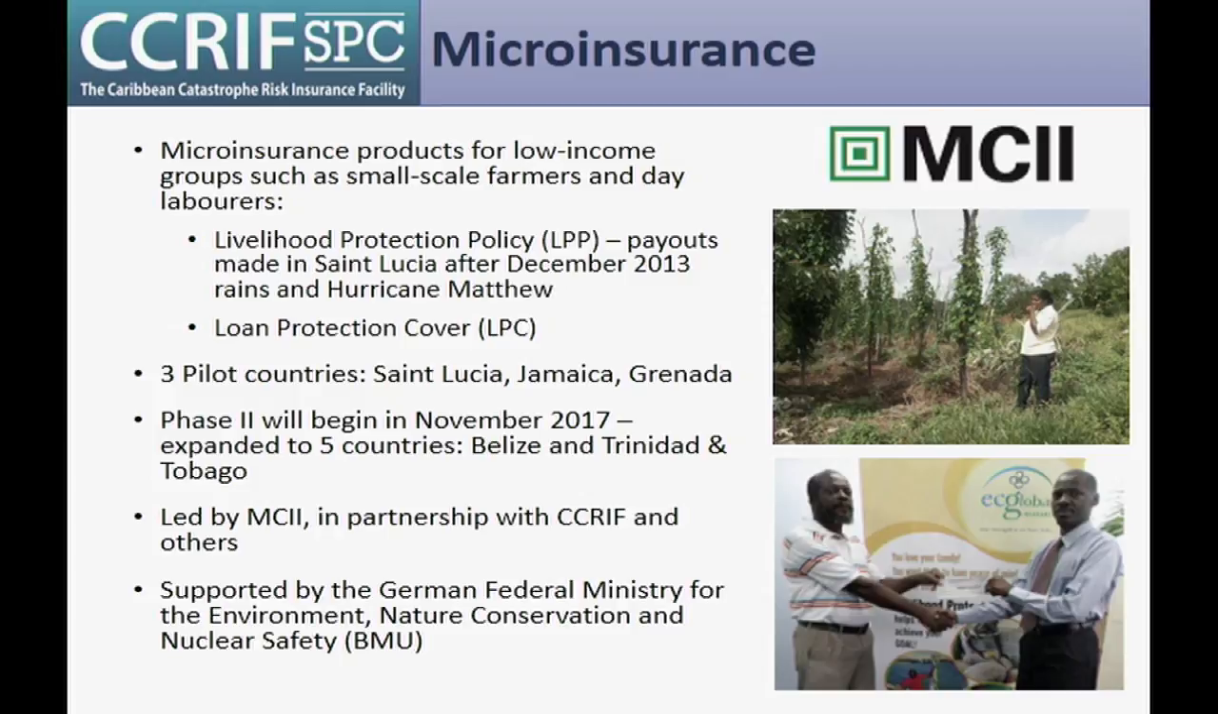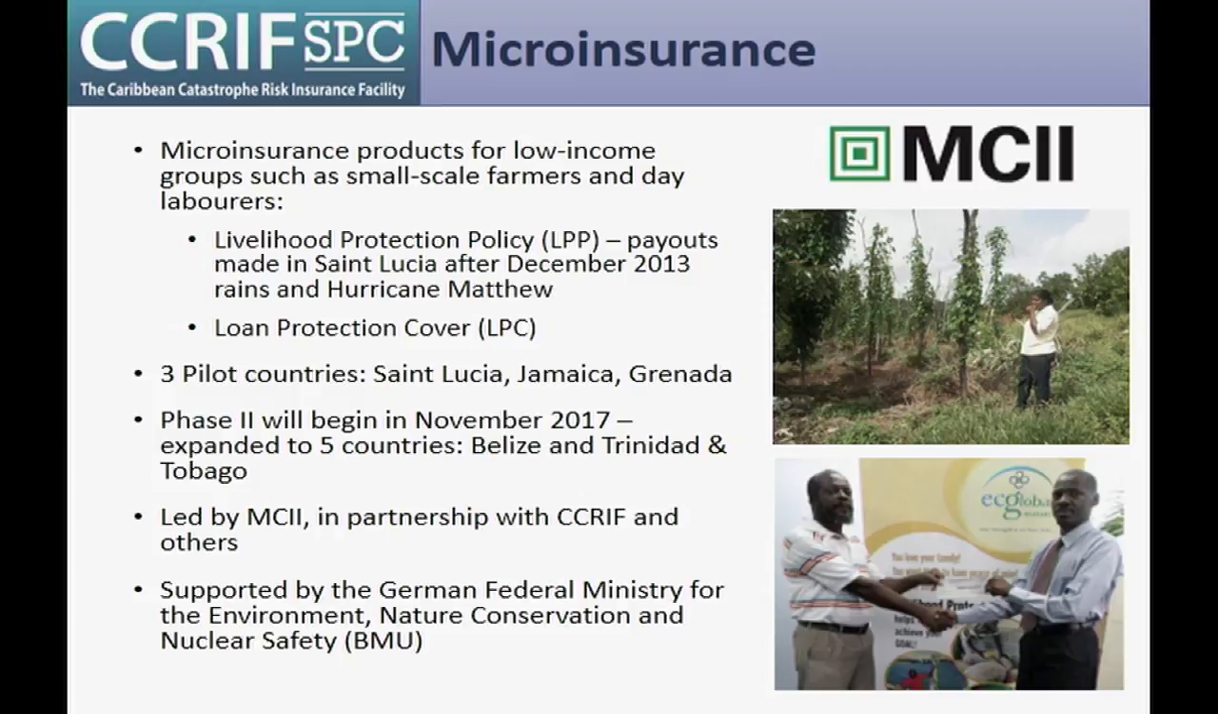We send out SMS text messages to their phones so they're notified, and so on. So there are 3 pilot countries that this was rolled out in: St. Lucia, Jamaica, and Grenada. And there have been 2 sets of payouts in St. Lucia to small farmers who had damage due to what they call the December rains back in 2013, and also last year during Matthew. But just to note that this is not a product geared specifically for small farmers.